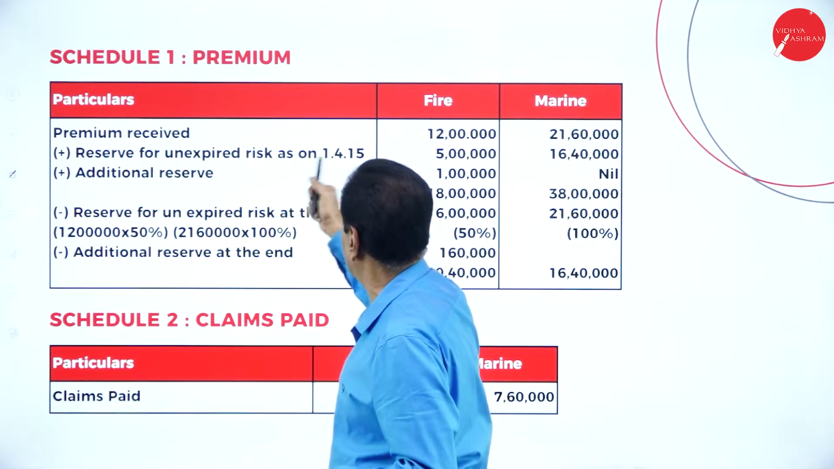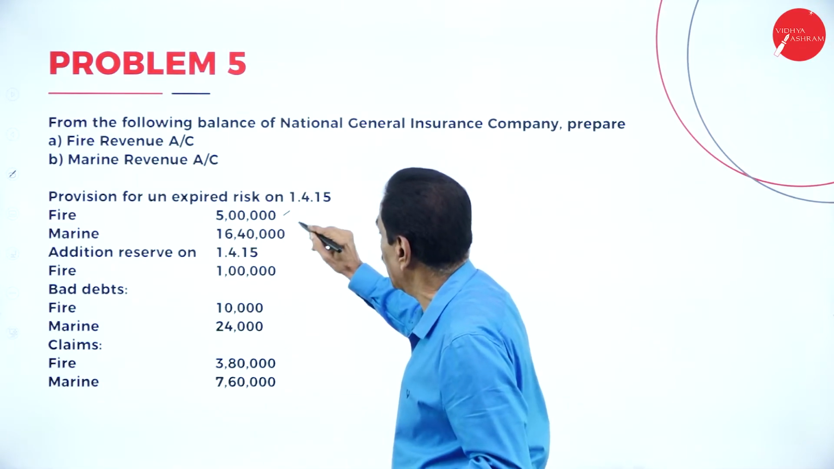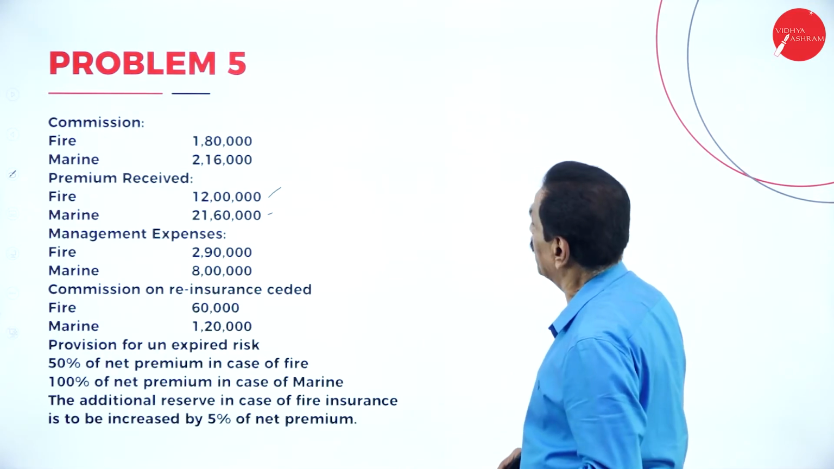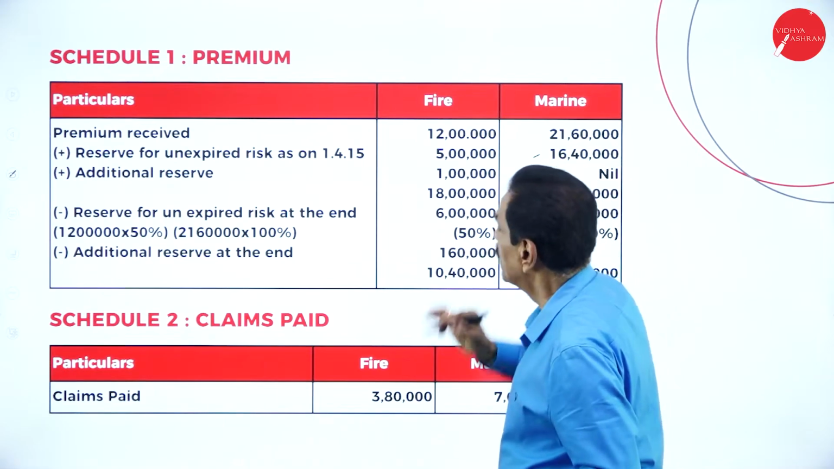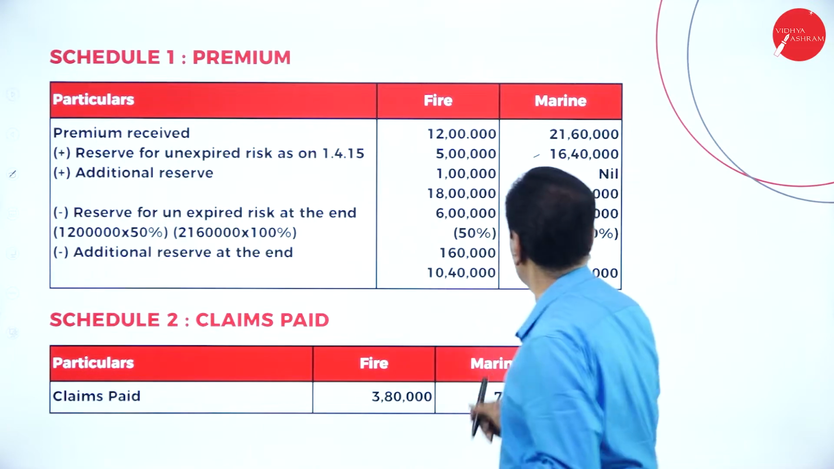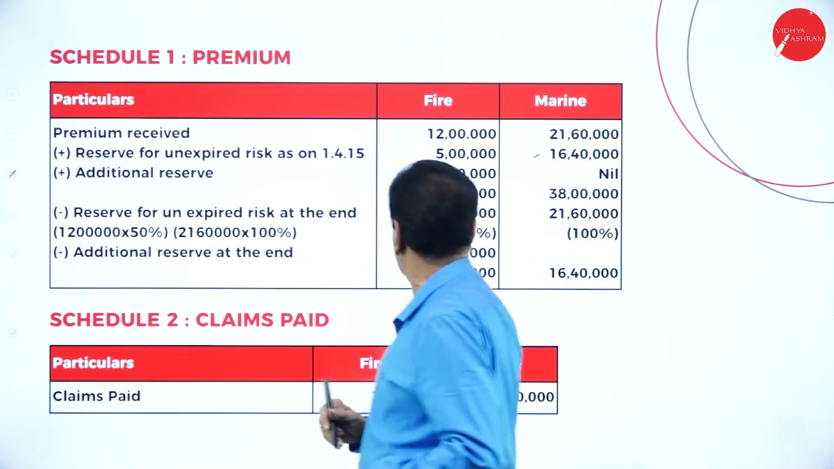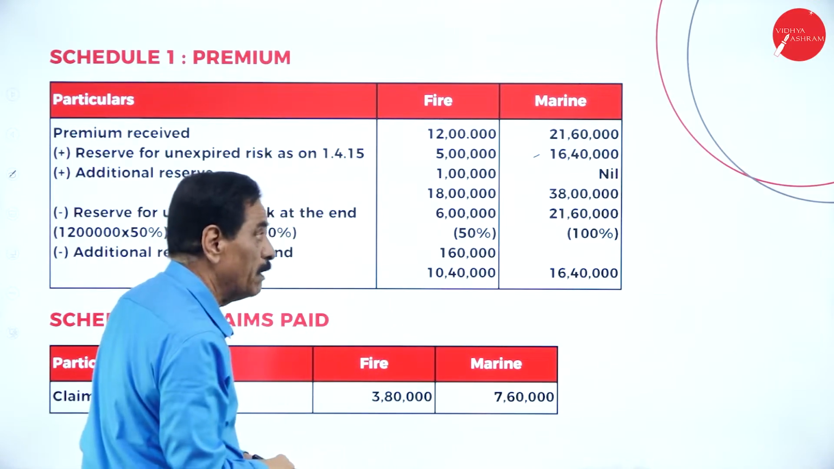Plus reserve for unexpired risk at the beginning of the year: 5 lakh, 16 lakh 40,000. That should be 17 lakh. Plus additional reserve 1 lakh. It becomes 18 lakh. There is no additional reserve here. This is set at 38 lakh in case of marine.